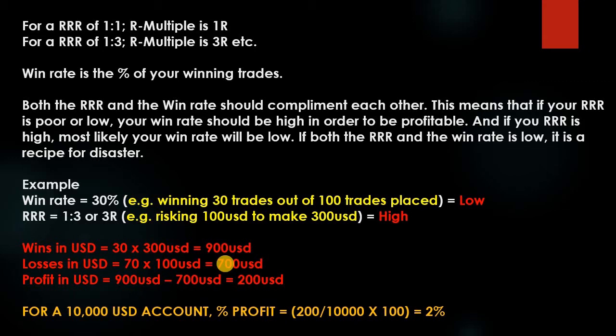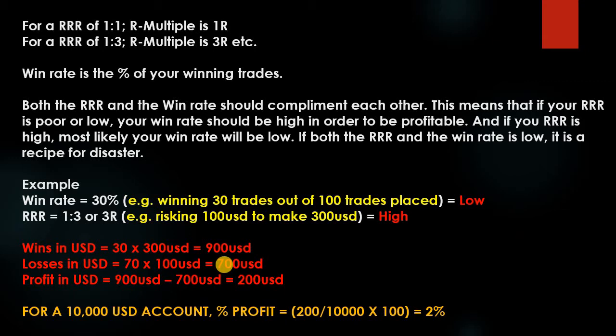If the trader usually wins 70 out of 100 trades, we can say that the win rate of that trader is 70%. If a trader wins 7 trades out of 10, we can also say that the win rate for that trader is 70%.